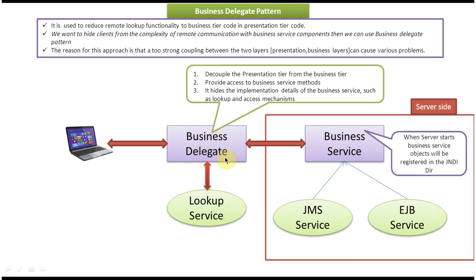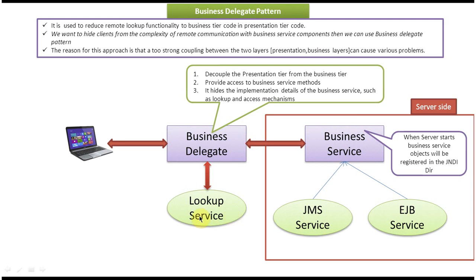The main use of the business delegate is that it decouples the presentation tier from the business tier and provides access to the business service methods. The business delegate uses the lookup service to look up the business objects like the JMS service or EJB service. Once it gets the JMS service object or EJB service object, it can call the methods in them. So this layer is responsible for accessing the business service methods using the lookup service.